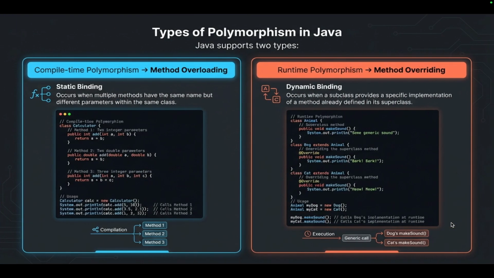Types of polymorphism. Java supports two types of polymorphism. One, compile time polymorphism, achieved using method overloading. Two, runtime polymorphism, achieved using method overriding. Now let us understand each one clearly with examples.